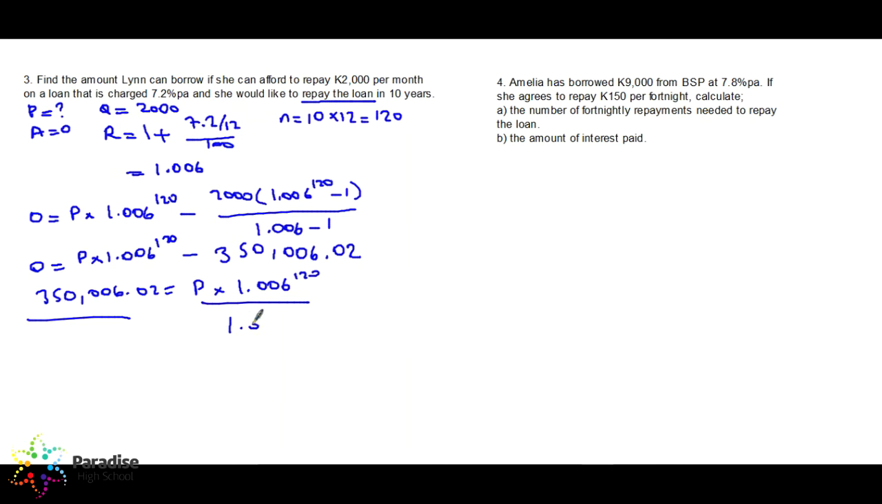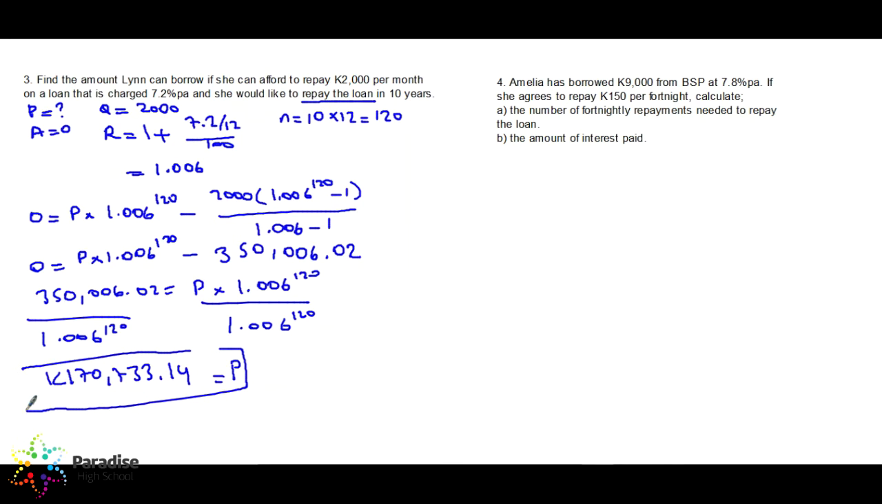Both sides we will divide by 1.006 to the power of 120. So P will be 170,733.14 kina. This is the answer. So when Lynn can repay 2,000 kina with this interest rate in 10 years, she can borrow this much money. If she borrows this much money with this repayment, she can pay the whole loan in 10 years. Okay, let's move on to the next question.